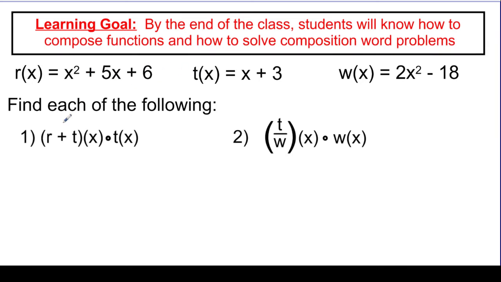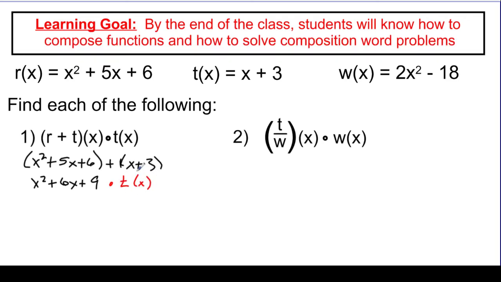I'm going to go up to my r and t functions, and I'm going to say that means x squared plus 5x plus 6. I'm going to put that in parentheses, plus x plus 3. If I simplify this, it turns into x squared plus 6x plus 9. That is the sum of r and t. And then what it's asking me to do is to compose that with t of x.